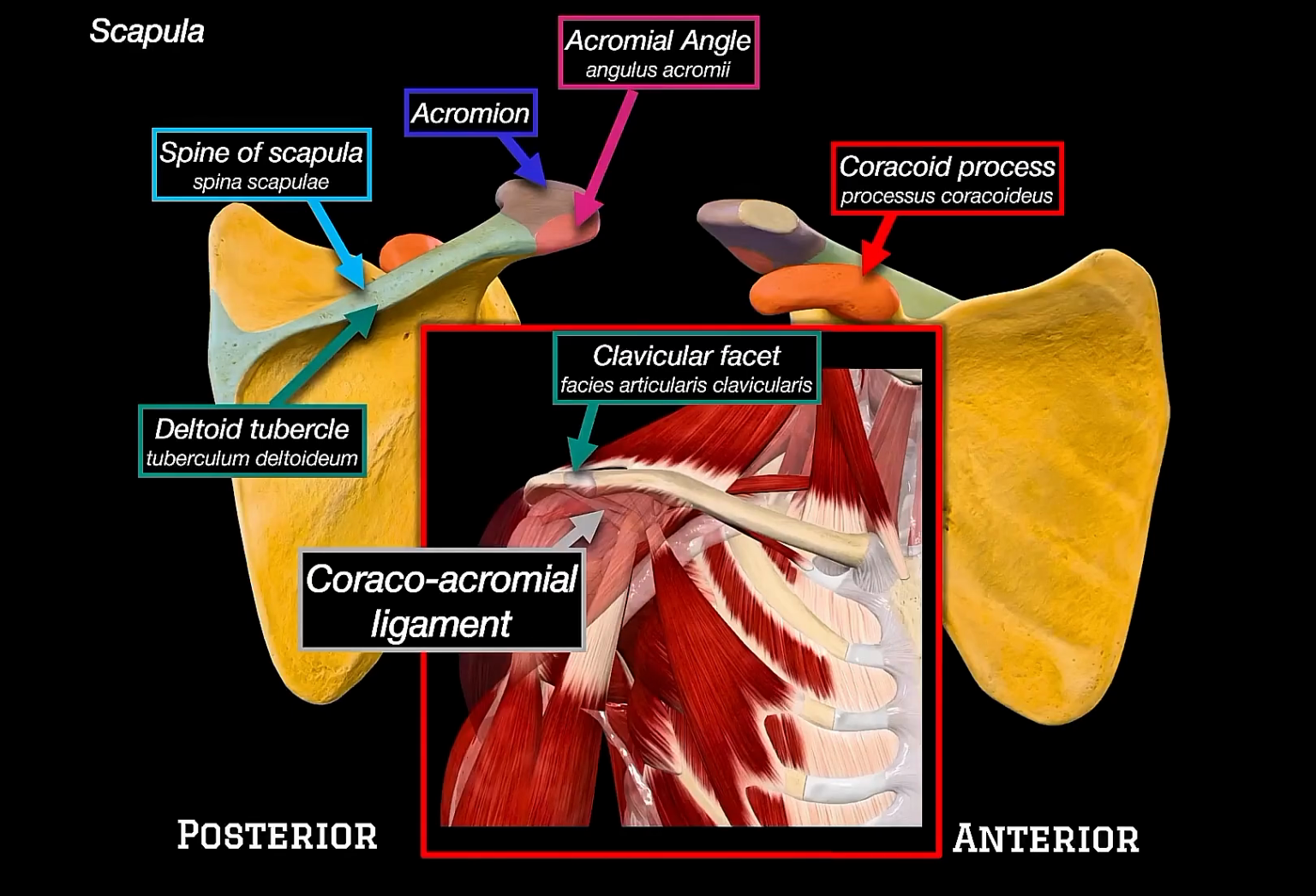Fossae of the scapula. Looking again at the posterior surface, the spine of the scapula divides this area into two depressions.